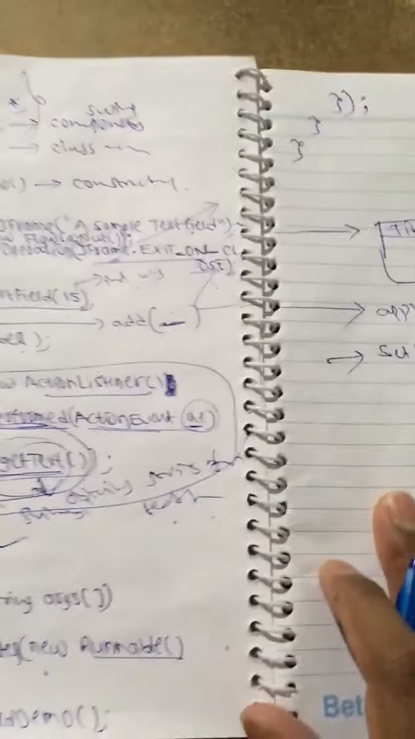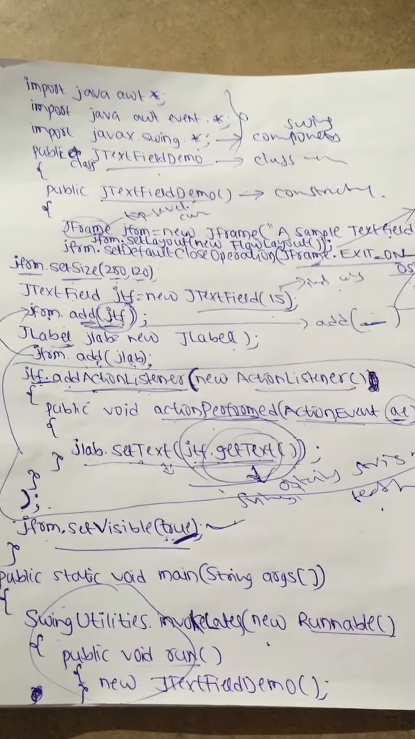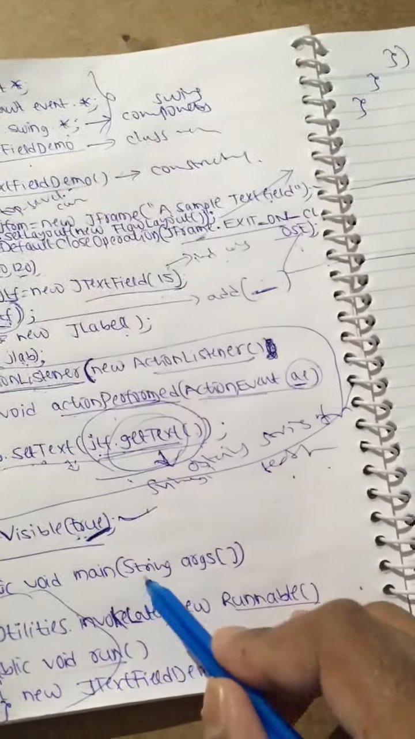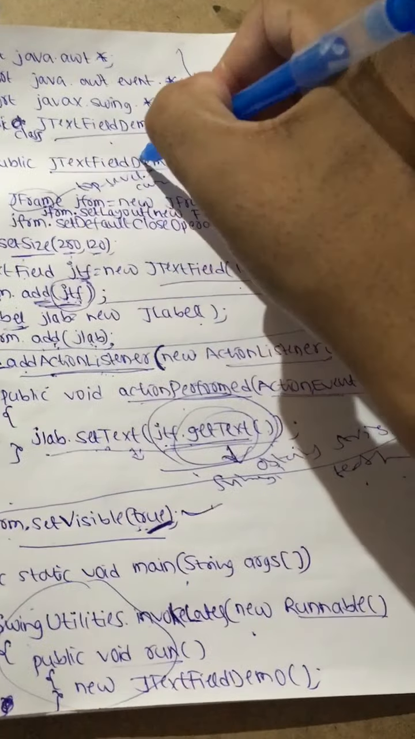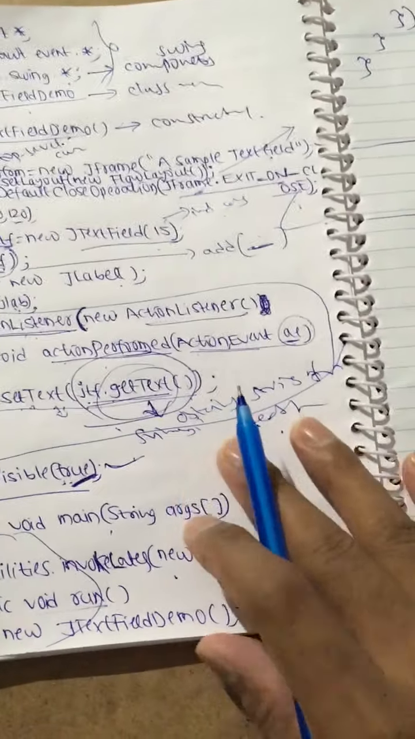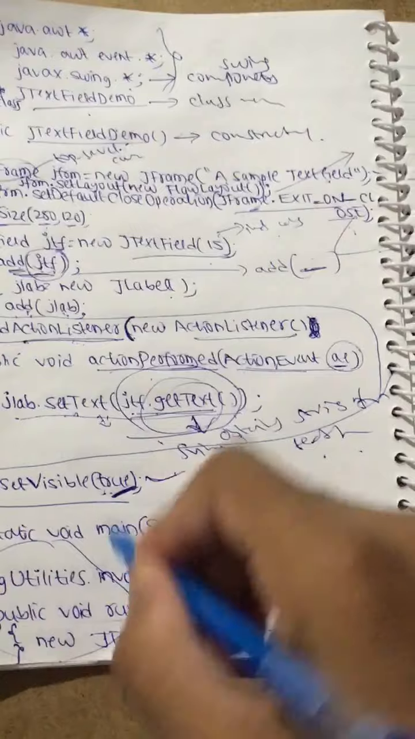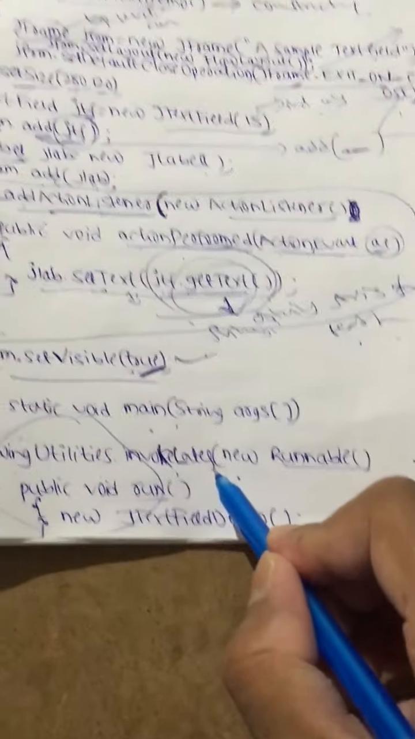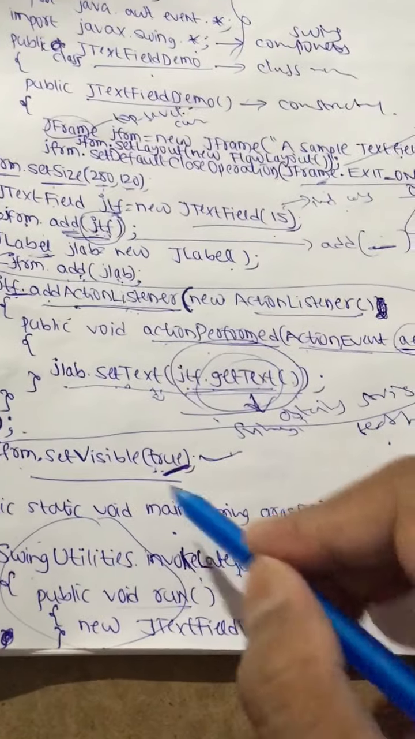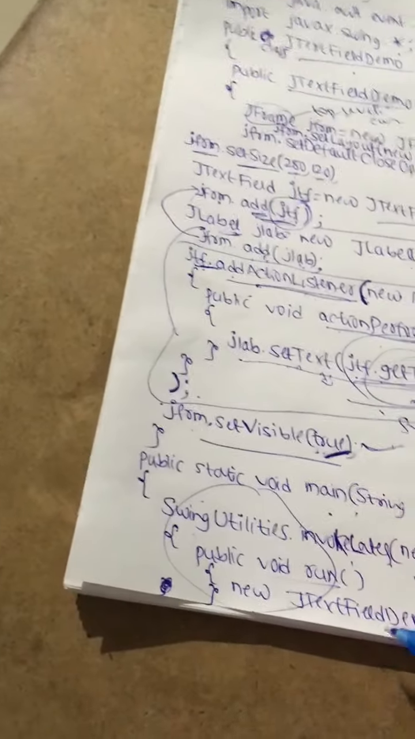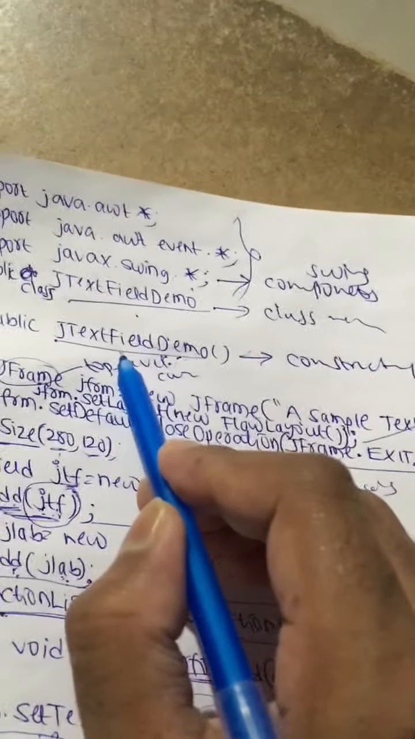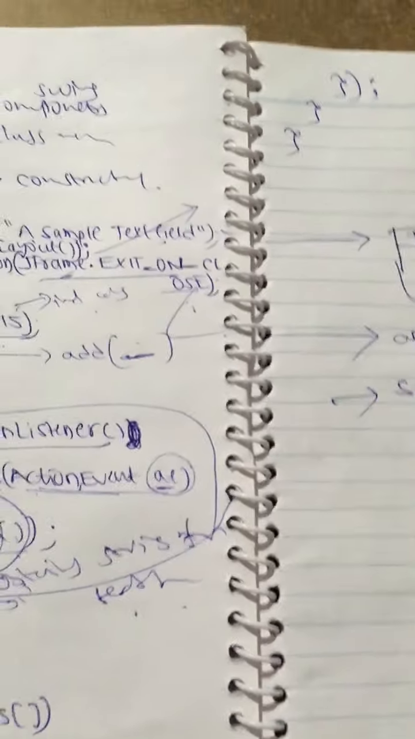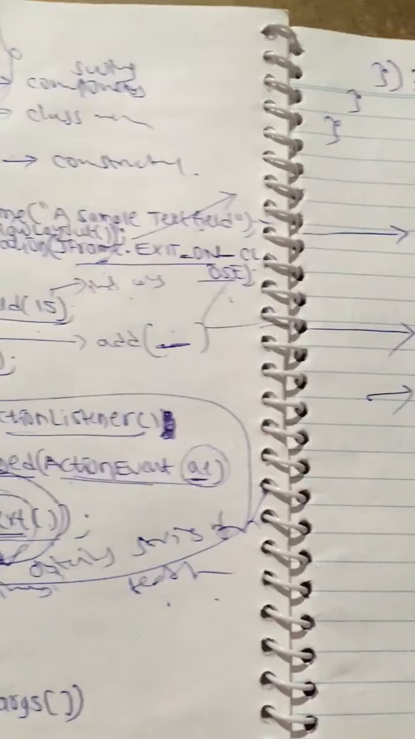Actually, we are taking the main method within this class only. In this main method we cannot create an object for the JTextField demo, that's why we are using SwingUtilities.invokeLater. So these lines create the JTextField demo object on the event dispatching thread rather than on the main thread.